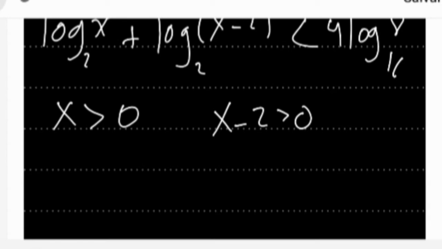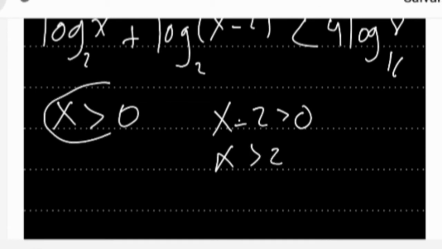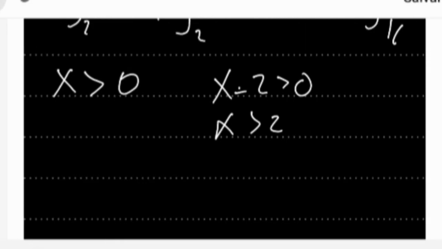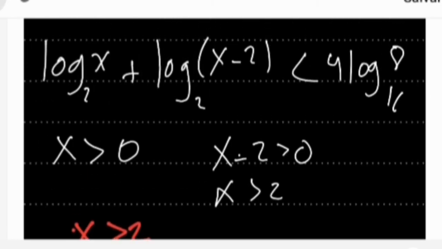The 2 goes to the other side, so x is bigger than 2. x must satisfy both of them. So it can't be x between 0 and 2, because it won't satisfy the other one. So x must be bigger than 2, because then it satisfies the conditions for both logs. So this is our first condition.